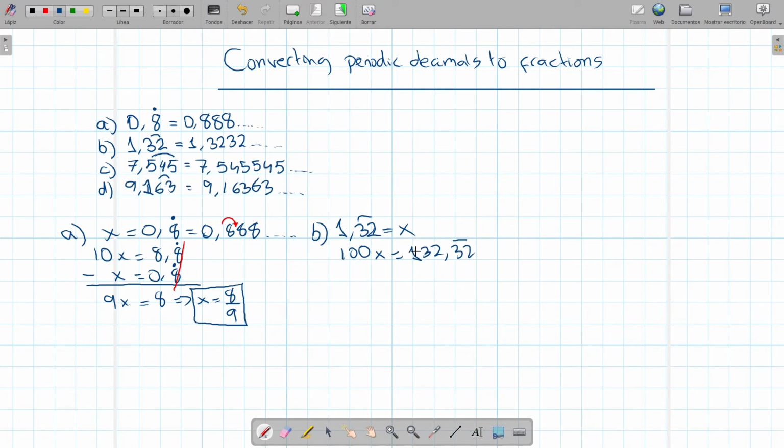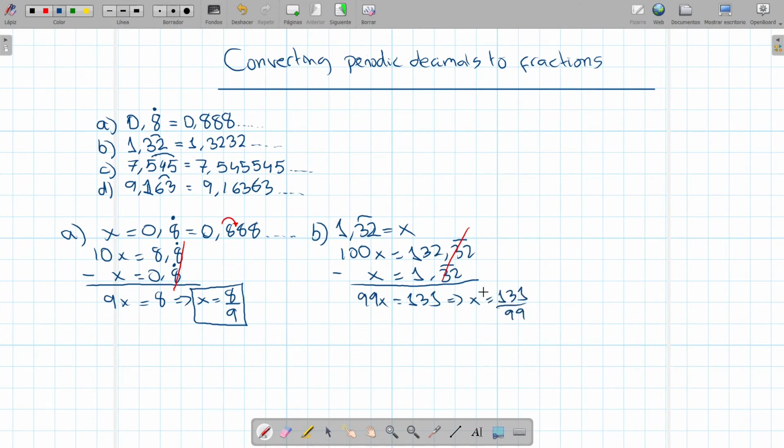Then we have to multiply by 10 as many times as we need, so that we get the sequence just to the right of the decimal symbol, but we have it like that, so we're going to subtract again the x. We don't have to multiply by anything. So now if we do this again, the infinite part is the same, so that's 132 minus 1 is 131. 100x minus x is 99x. So now x is 131 divided by 99.